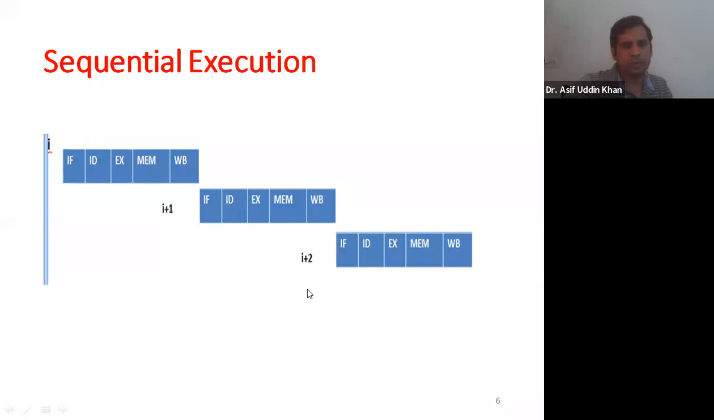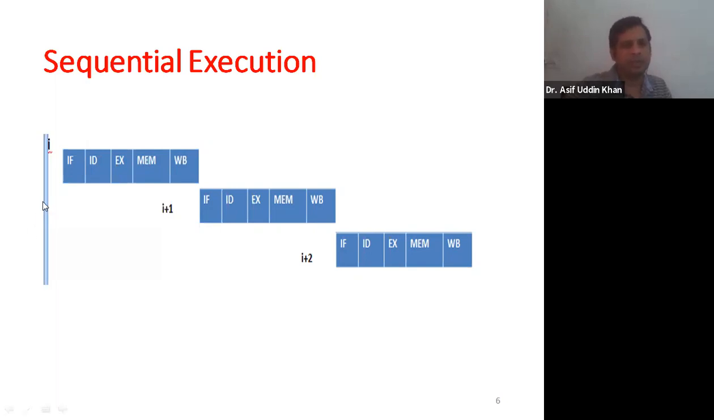Suppose instruction I comes first. Then instruction I plus 1 comes. Then instruction I plus 2 comes. So instruction I will complete its execution first. Instruction I has to complete all these phases. After instruction I completes all these phases, that is, it completes the WB phase, then instruction I plus 1 will start its IF phase. So in sequential execution, after one instruction completes all its phases, only then will the other instruction start executing.